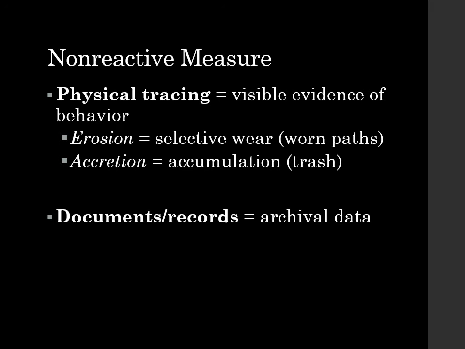Non-reactive measures include physical tracing and documents. Physical tracing is visible evidence of a behavior. So if we look at erosion, which is selective wear, or accretion, which is accumulation, so we can look at what's taken away or what's added to a situation or an observation. With documents and records, this is basically data that's already available through archives and other materials.